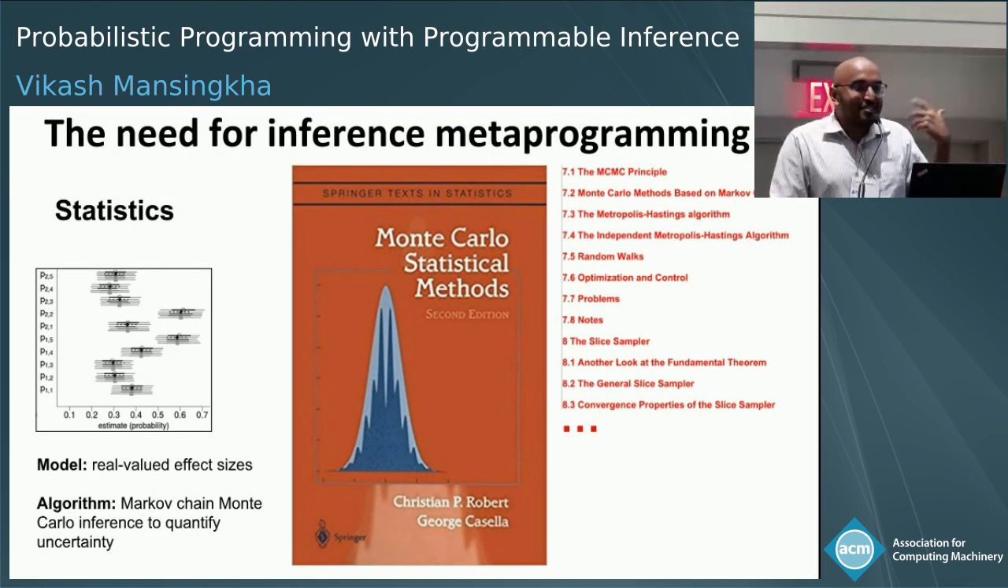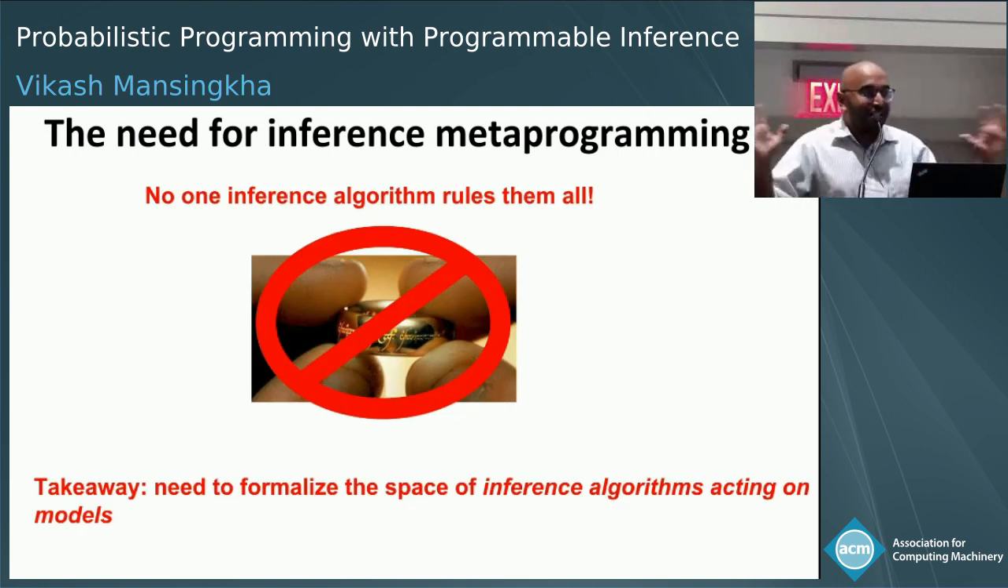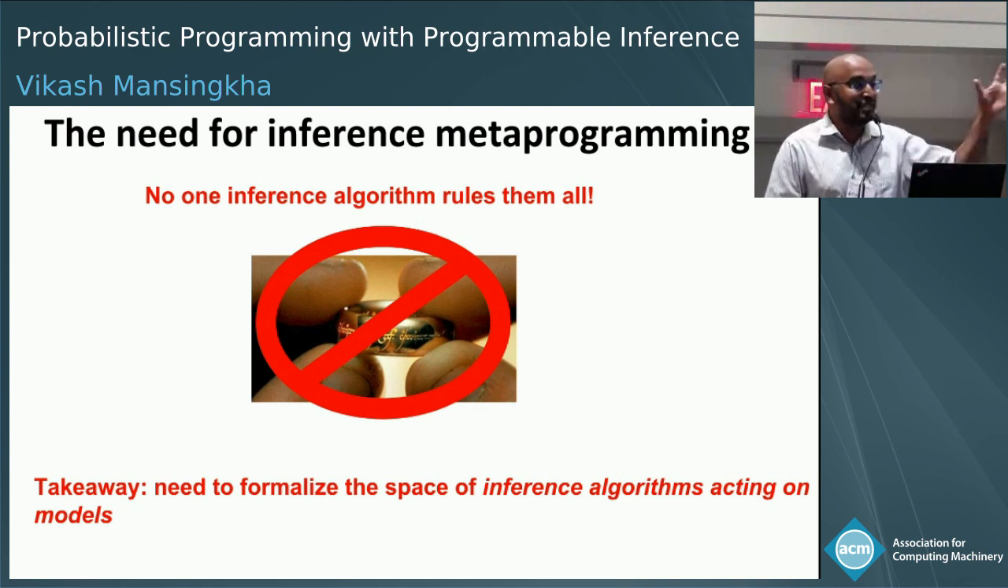So I think there's an intuitive argument to be made that we're not likely to be successful if we just try to ignore the inference algorithm as a core object of concern in probabilistic programming. My key takeaway from this section is there's no one algorithm that can rule them all, and that maybe we should try to formalize the space of inference algorithms and how they act on models. And that's really the departure point for the technical content in this talk. How can we formalize the space of inference algorithms as they act on models?